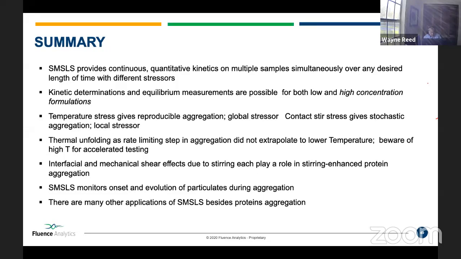Then the SMS, looking at the particulates, being able to see them form and getting some idea of how big they are and how dense they are, and then mentioning some of the applications beyond proteins.